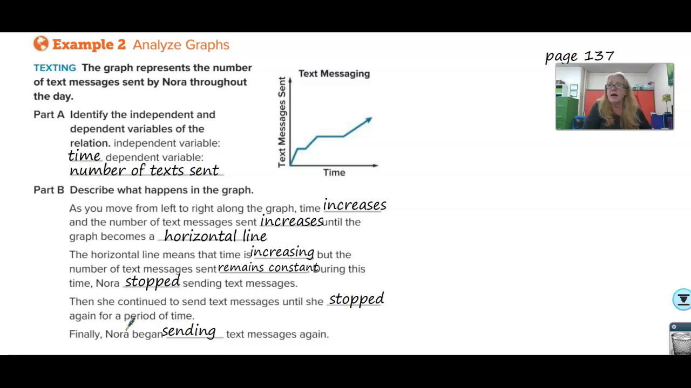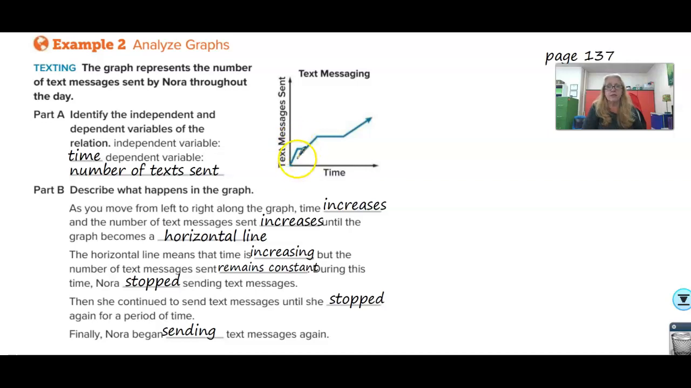Okay. The graph represents the number of text messages sent by Nora throughout the day. Okay, so identify the independent and dependent variables. The independent variable is time. That's the x-axis here. This is the independent variable. The dependent variable is the number of text messages sent. Describe what happens in the graph.